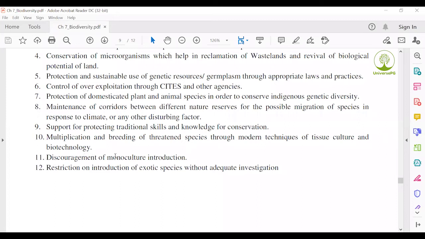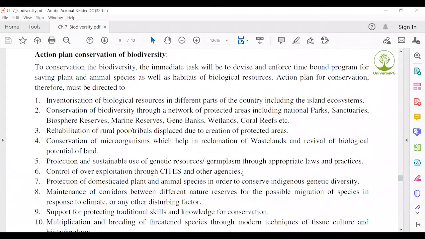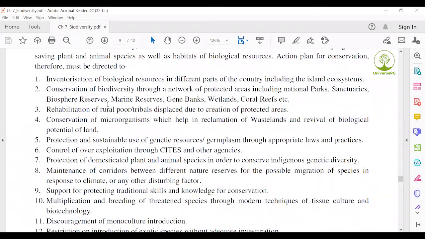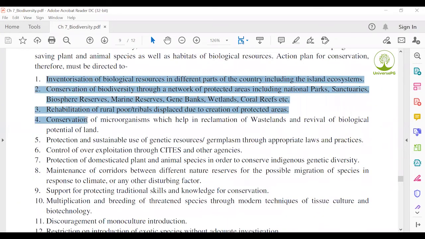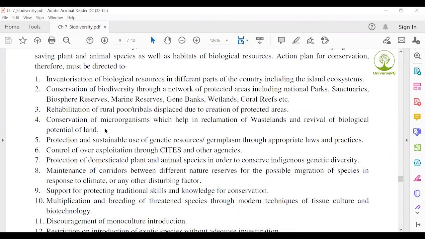Discouragement of monoculture production. Restriction on the introduction of exotic species without adequate investigation. So in the action plan for conservation of biodiversity, you read 4 to 5 points as you wish. You just read 4 to 5 easy points as an action plan.